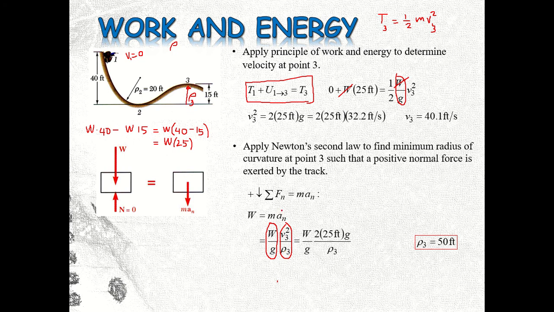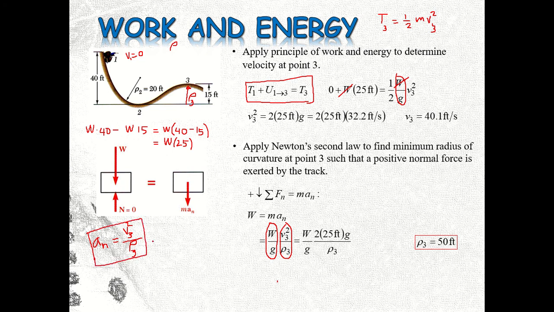So that is our an. Remember that, class. an is just the ratio of the velocity at that particular point, in this case v sub 3 squared, divided by the radius of curvature, in this case rho 3. So remember this formula. It's a very important formula.